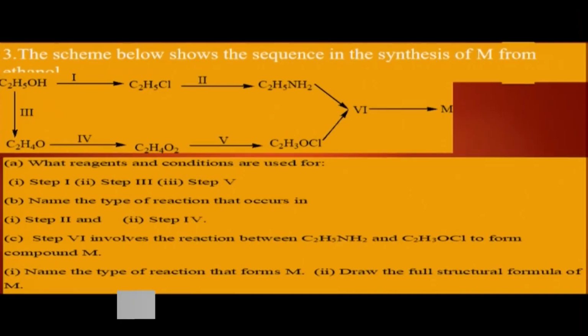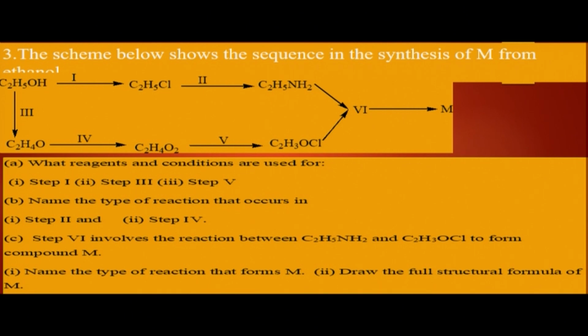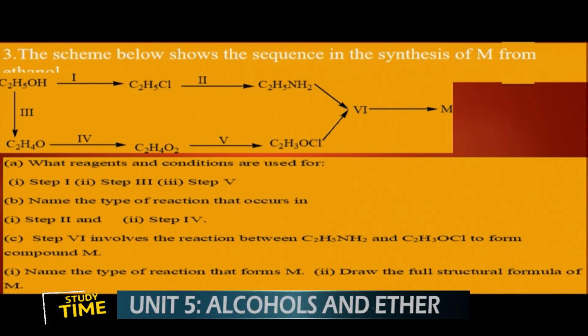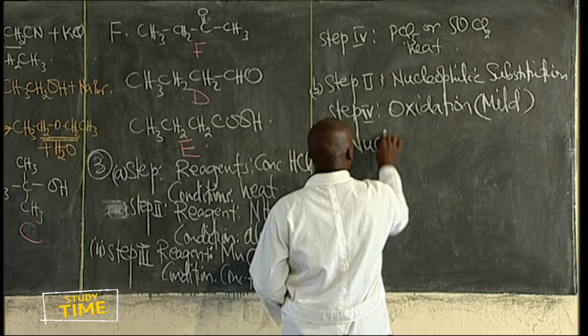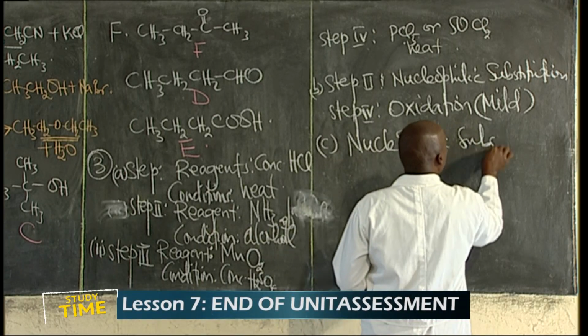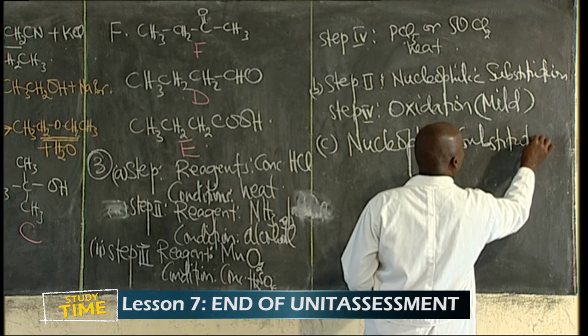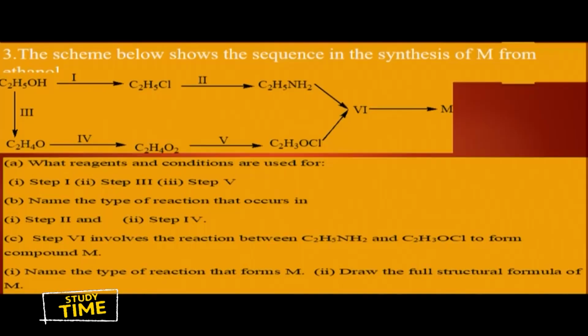Step number 6 involves the reaction between the acid halide and ammonia to form M. Name the type of reaction that forms M. That is nucleophilic substitution again. Still nucleophilic substitution.